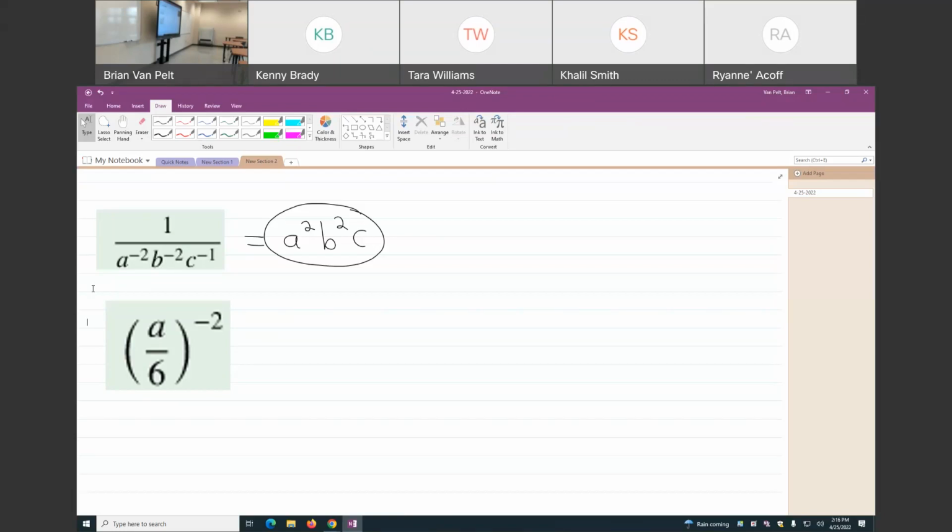6 over a squared. 36, excellent. So we just flip it upside down to take out the negative. We got 6 over a, now let's raise to a positive 2. That's 6 squared over a squared. And as you said, that's 36 squared. So this particular combination of numbers and letters didn't present a problem at all.